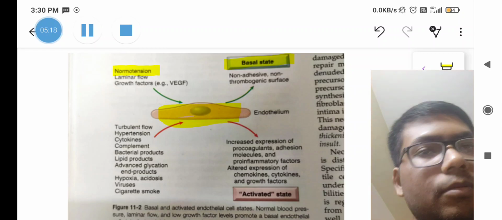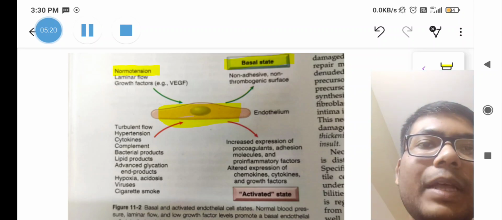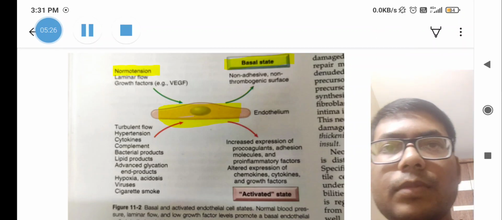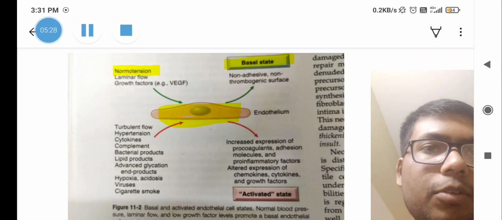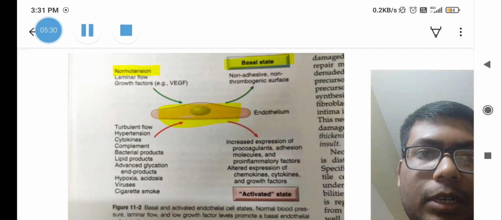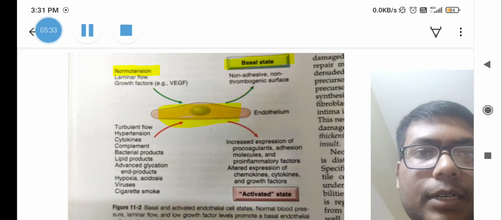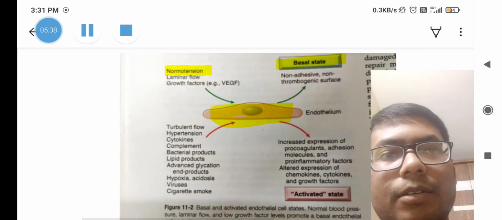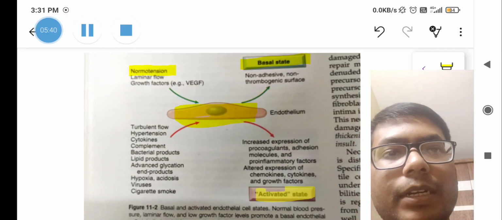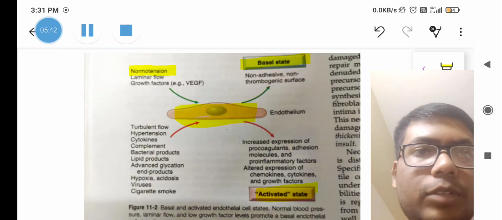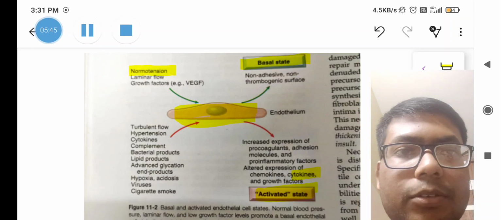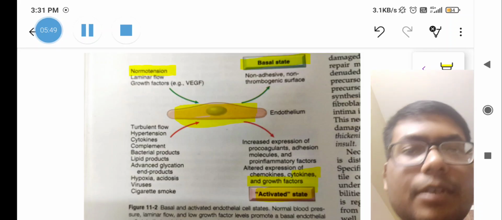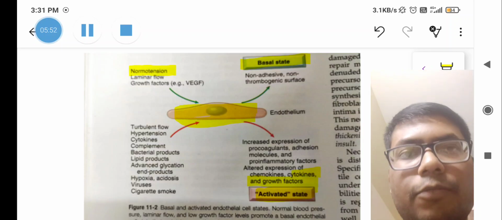If these types of adverse or pathological conditions are present, then there is increased expression of procoagulants, adhesive molecules, pro-inflammatory factors, and altered expression of chemokines, and this is called the activated state of the endothelium. So there is release of many types of cytokines and growth factors, and this is the basic pathogenesis of atherosclerosis.